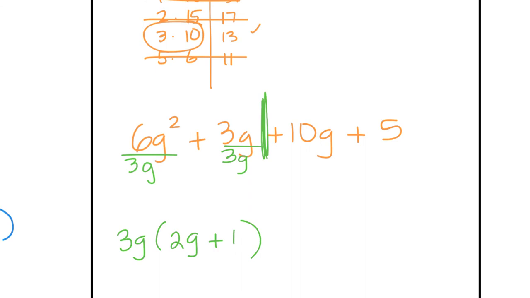Okay, on the right side, 10 and 5 are both divisible by 5. And that's a positive 5. So we're going to write plus 5. 10 divided by 5 is 2g. 5 divided by 5 is 1.